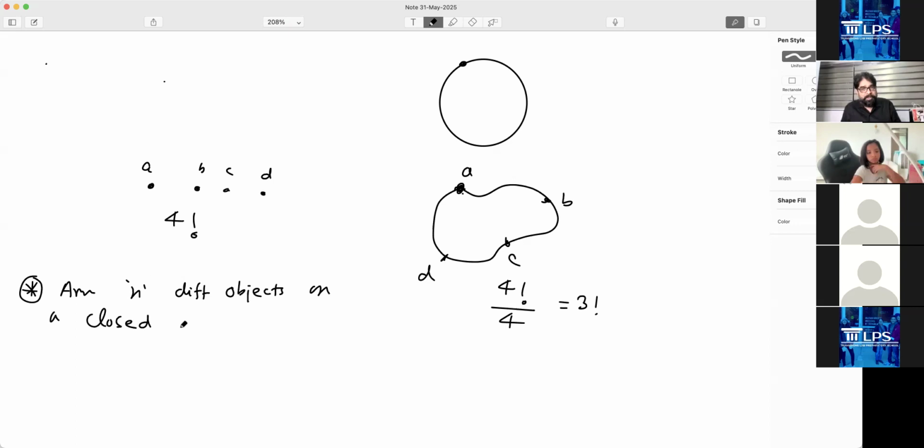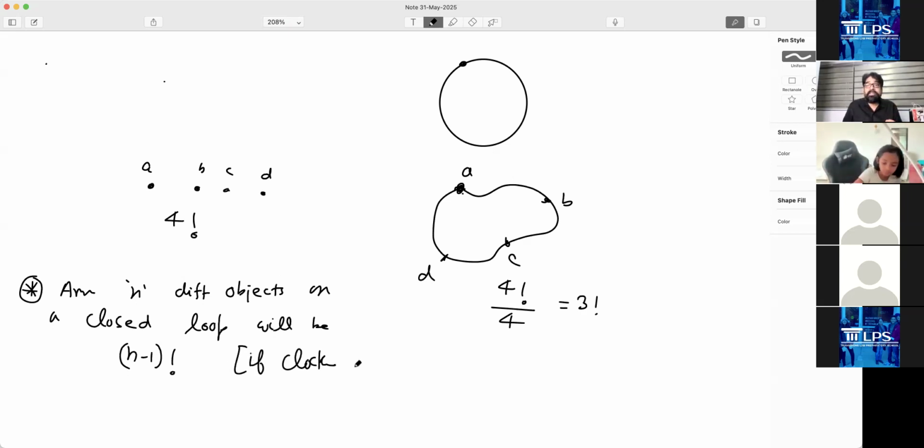It's called circular permutation, but don't get confused. It should be a circle, or a closed loop. The number will be n minus 1 factorial if clockwise and anti-clockwise are different. What I mean to say by clockwise and anti-clockwise different: if you see something like this and if you flip it, it gives a different arrangement, that is called clockwise and anti-clockwise different. If it does not give a different look, it will be called clockwise and anti-clockwise same. So that will be half.